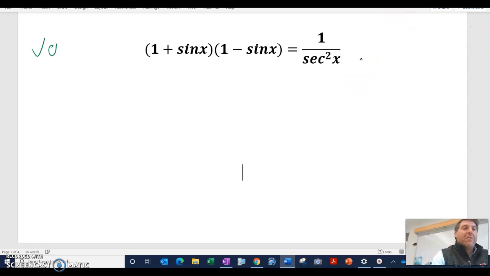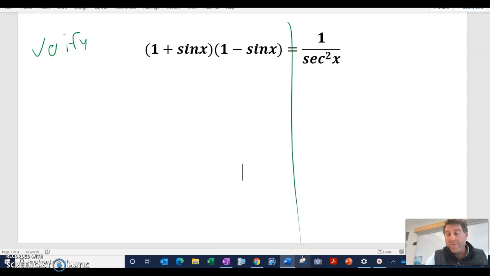Let's say we have to verify that identity. So I'm going to put a line there. I'm going to work from the left rather, and try to show it's the same as what's on the right-hand side. So you might remember that, okay, I can FOIL these 2 terms.